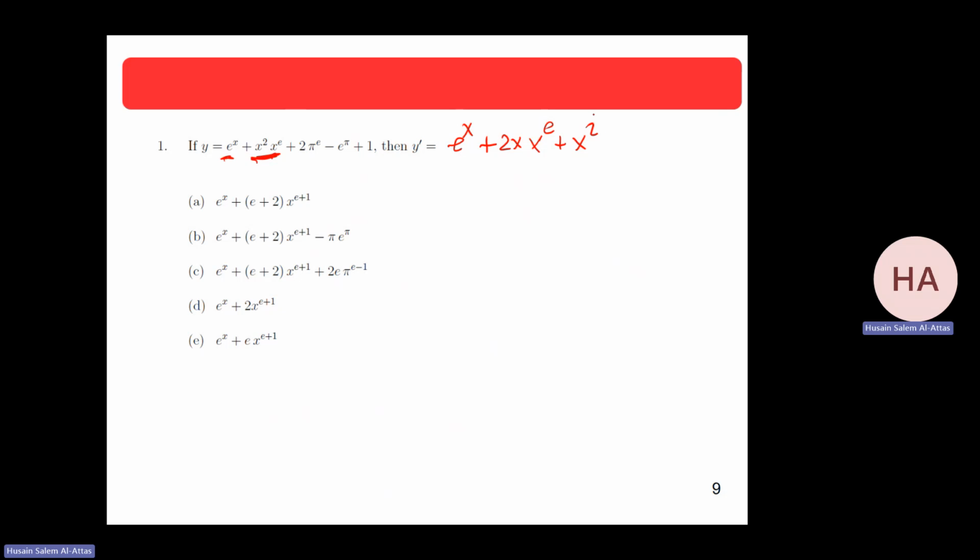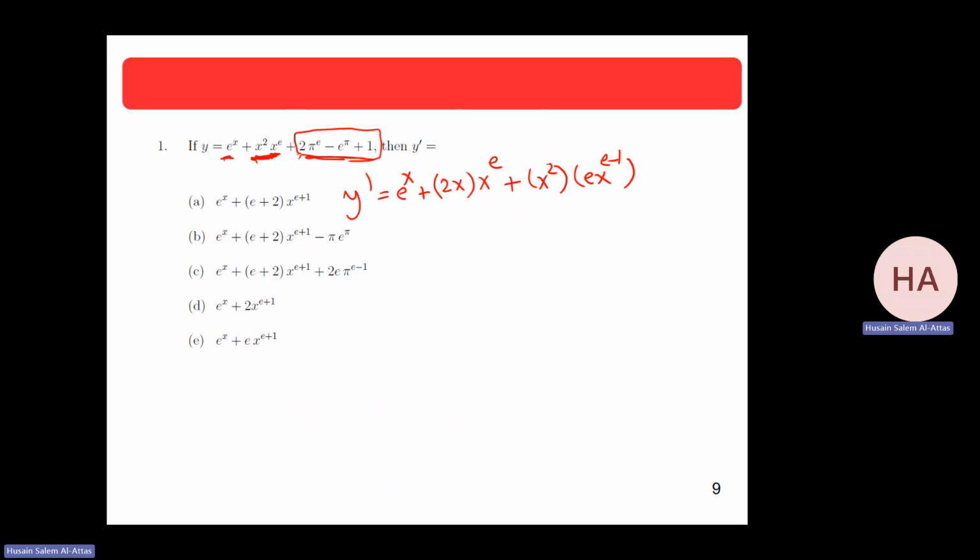What's the derivative of x to the power e? Let me write y prime: e to the power x, plus derivative of the first, 2x, times the second, which is x to the power e, plus the first, derivative of the second, which is e x to the power e minus 1. This is x to the power of a number. E is just a number, okay? What about the rest? All of this is just constant. There is no x. So plus 0.